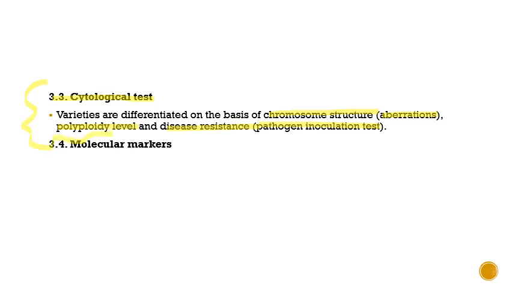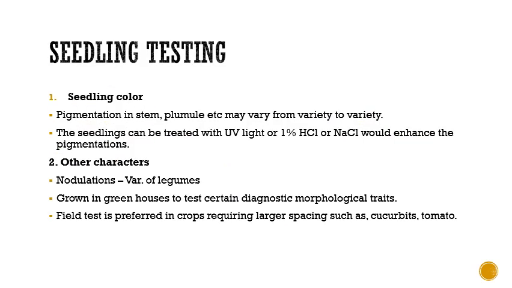And the fourth one is our molecular markers. Here we will be using DNA markers such as RAPD, SSR, and ISSR. These DNA primer based markers can be utilized efficiently to identify the varieties inside a crop species. So after seed testing, now we are going to see the seedling testing.